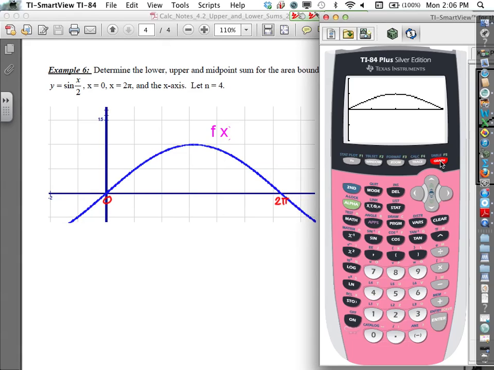All right, so we're starting at 0. We're going to 2 pi, because they told me to. They said let n equal 4. What does that mean?